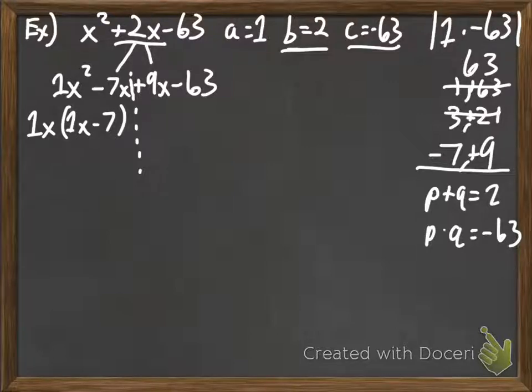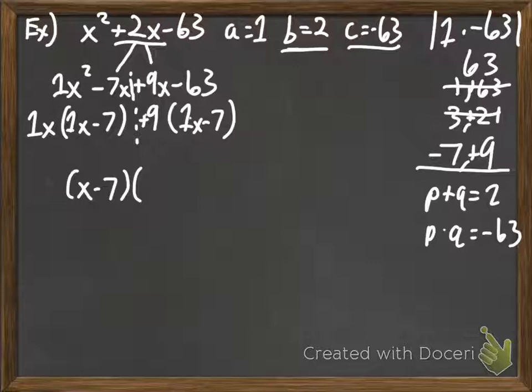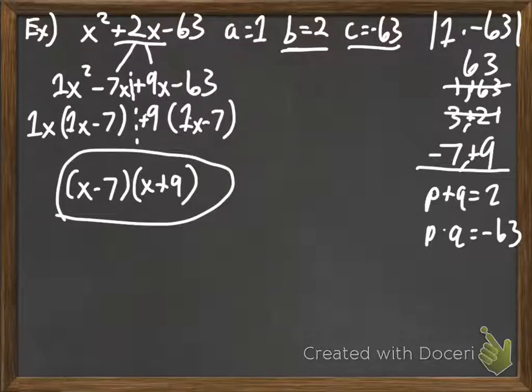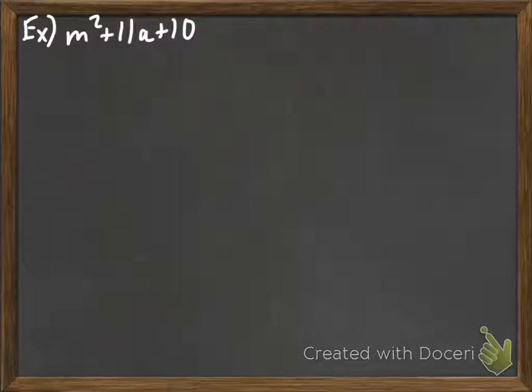Now I want that 1x minus 7 over here. 9 divided by 1 is 9. And negative 63 divided by negative 7 is also a positive 9. So hey, that's good. Now I'm going to take my inside in parentheses and put it in parentheses with my outside. And there we go. We factored it. It's our final answer.